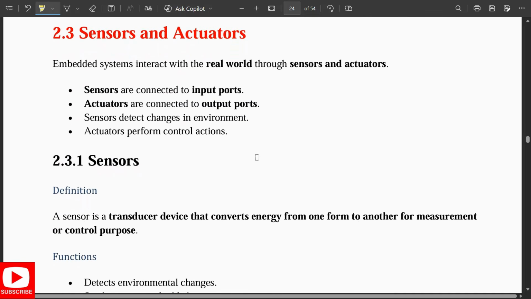Next comes the sensors and actuators. An important topic, you will be asked to write a short note on sensors and actuators. The embedded systems interact with the real world with these two main components. Sensors are connected to the input ports and actuators are connected to the output ports. Sensors detect the changes in the environment and actuators perform the control actions.